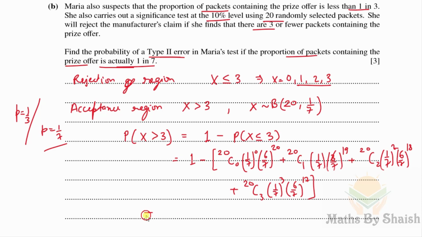So now we will calculate this value. So this is going to be 1 minus 0.6822 and so on. To 3 significant figures it is going to be 0.682, and now 1 minus this value is going to be 0.3177, so 0.318. So the probability of type 2 error is going to be 0.318. I hope it's clear. Let's do the next part of this question.